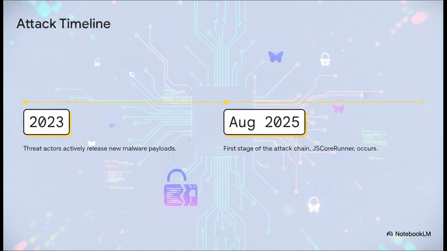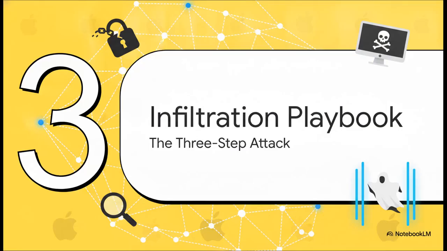And this all culminated in August of 2025 with the first stage of this attack chain, dubbed JS Core Runner. That was basically the opening salvo in the massive Operation Flutterbridge campaign, paving the way for the FlutterShell malware we're dissecting today. All right, Section 3, the 3-step infiltration. Let's look at the playbook.